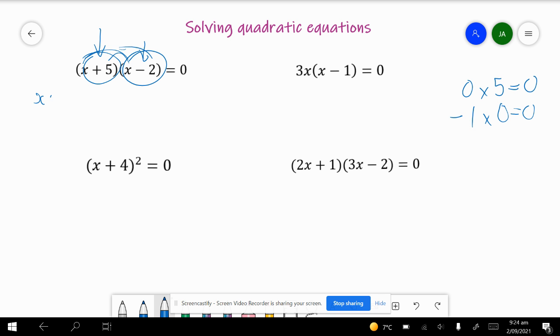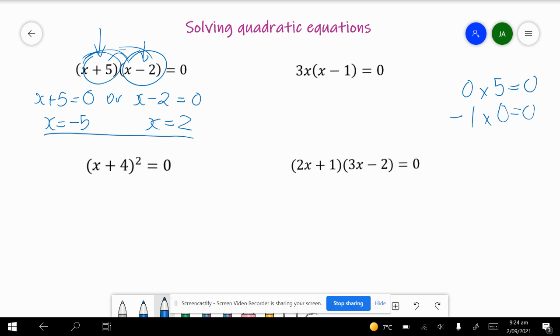So x plus 5 could equal 0. So that means x could be negative 5. Or x minus 2 could be equal to 0, for that to be true, so therefore x equals 2. And there we get our two answers. Okay, it's as simple as that.